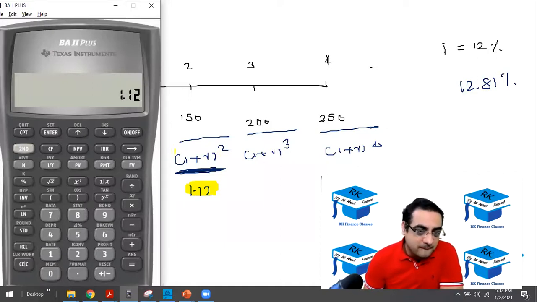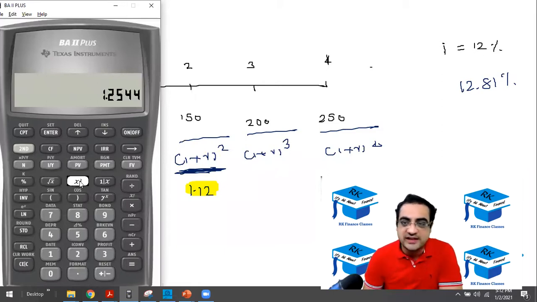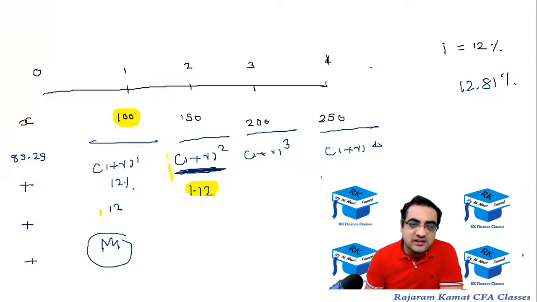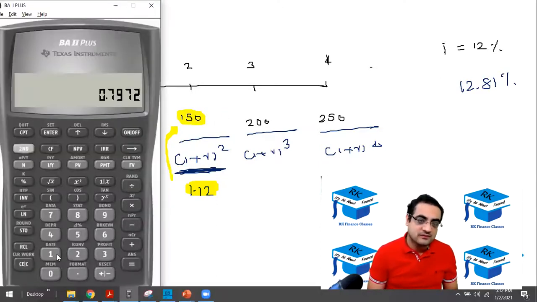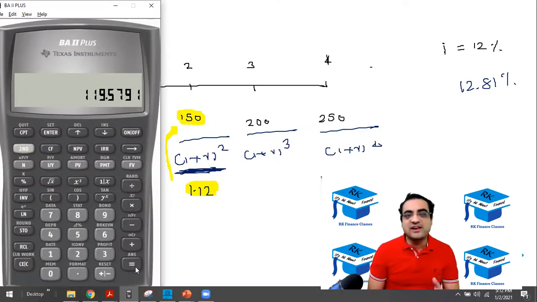Then press square. This is the button for the square. Directly you can press square and then equal to. So the denominator is done. 1.12 squared equal to, the denominator is done. Take the inverse by pressing this 1 by x key, and then in the numerator you have 150, so into 150. The answer for the second one is 119.58 approximately.